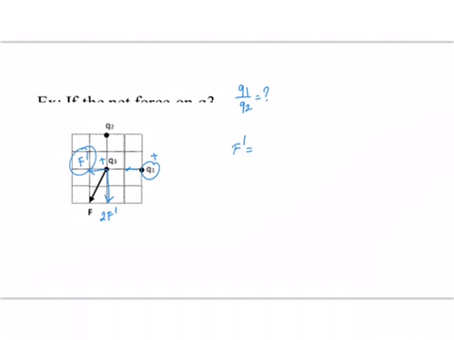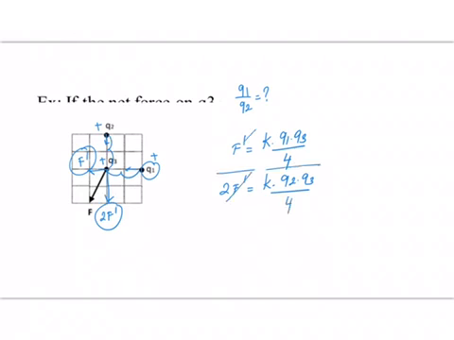So F prime is equal to K times Q1 times Q3 over the distance 2, square 4. 2F prime is applied by Q2 and it also repels Q3, so it should also be positive. So 2F prime is equal to K times Q2 times Q3 over the distance 2, square 4. So when we take the ratio and cancel these values, I find 1 over 2 is equal to Q1 over Q2. As they are both positive, the value is also positive.